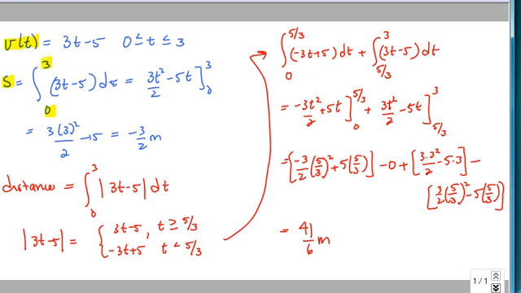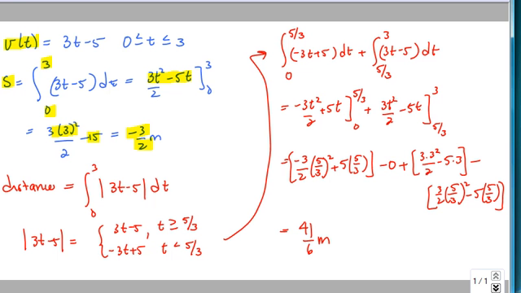Between 0 and 3, I'm going to use the general power rule in reverse, which gives me this, and I'm going to evaluate it at 3, and subtract 0, which gives me -3/2. So that means that the displacement is negative. It means it's behind where I started.